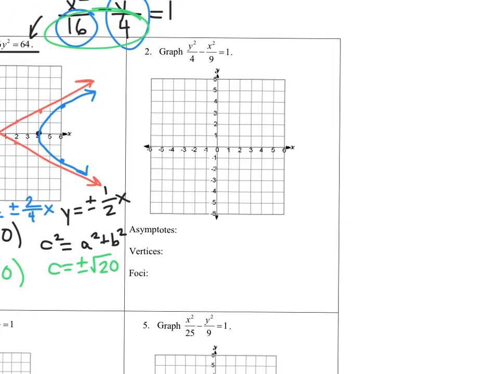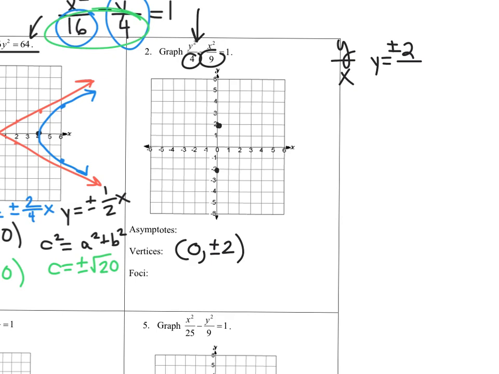So here, this hyperbola is going up and down because it's y squared minus x squared. So I can tell already that my vertices are going to be on the y-axis at 2 and negative 2. So my vertices are going to be at 0, plus or minus 2. My asymptotes are going to be y divided by x. So underneath the y is 4, so it's y equals plus or minus 2/3 x. By graphing the asymptotes, that kind of helps me see the shape of the hyperbola.